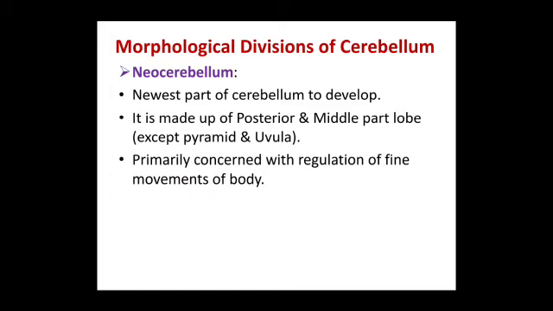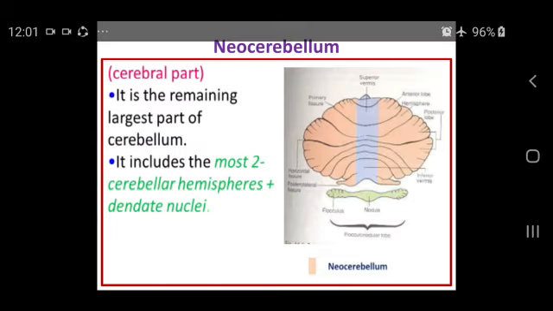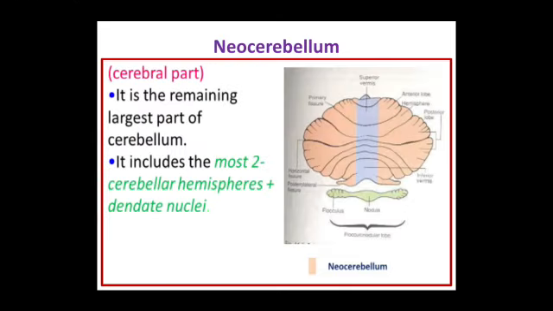Next, coming to the neocerebellum. It is the newest part of the cerebellum to develop. It is made up of the posterior and middle part of the lobe except pyramid and uvula, primarily concerned with regulation of fine movements of the body. It is the remaining largest part of the cerebellum. It includes mostly the two cerebellar hemispheres plus the dentate nucleus.